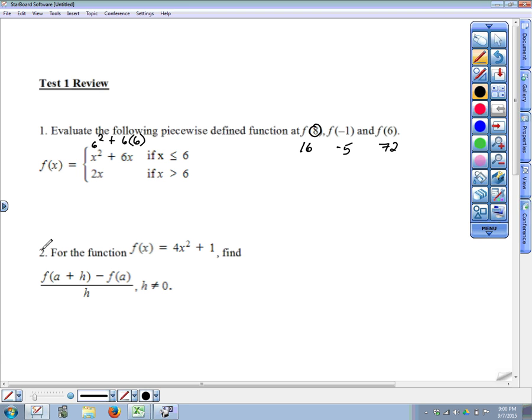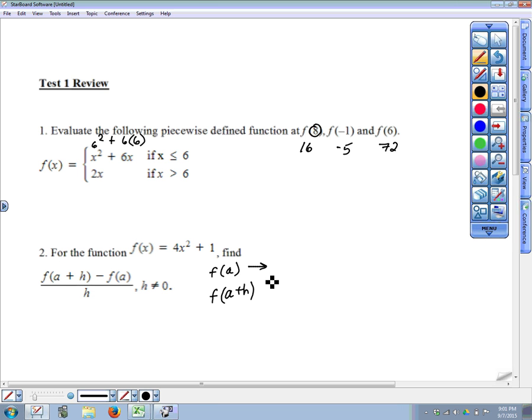And this second question is also from section 2.1. This is what was called the difference quotient in your textbook. And the way I outlined it during the lecture was to think about this problem being broken down into 3 pieces really. First, find f of a, then find f of a plus h. Once you found those two, then you can go about putting it all together with this difference quotient.